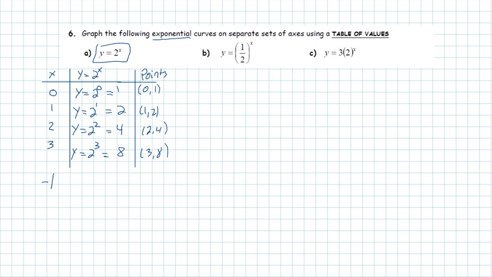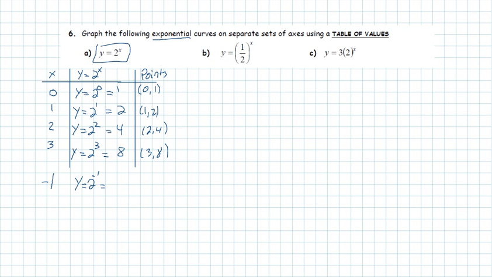So 2 to the power of negative 1. I just flipped it: 1 over 2 to the power of 1. That's right. If we have a negative exponent, we flip the base. Flip the base. That's the easiest lesson.